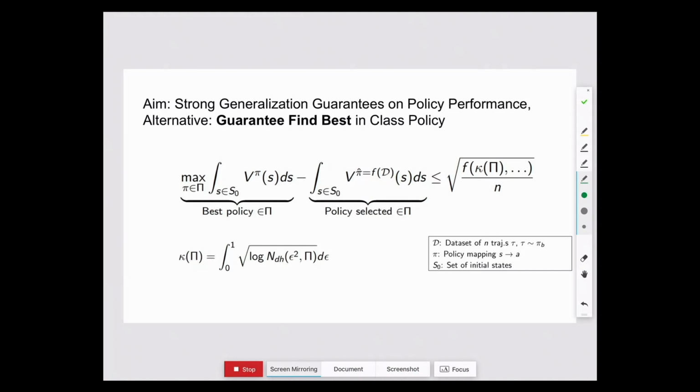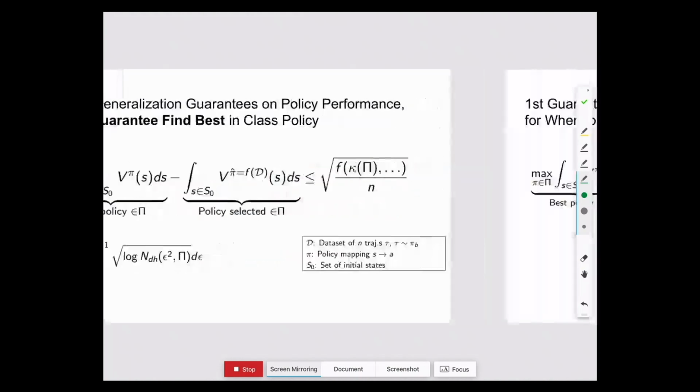And what I want to get bounds on is, compared to knowing the best policy in that policy class, how good is the policy I'm going to select in that class, and can I guarantee that my regret is decreasing as a function of the size of that policy class and the amount of data I have. This is an easier problem, but I think it's still a really important one. And this is one that we know how to solve for at least certain classes of policies.